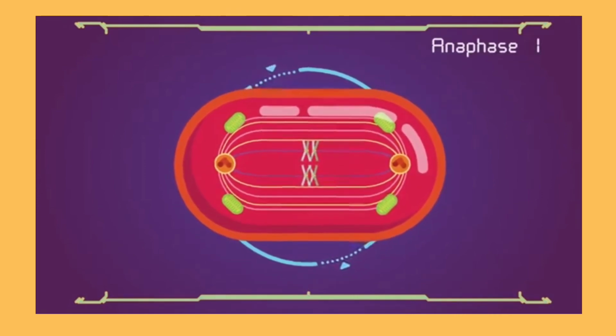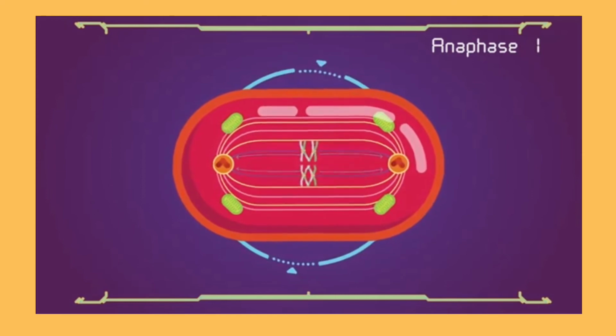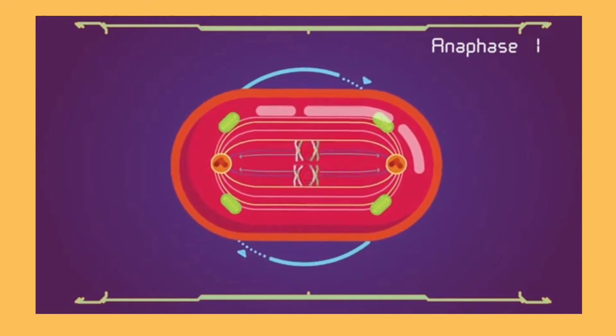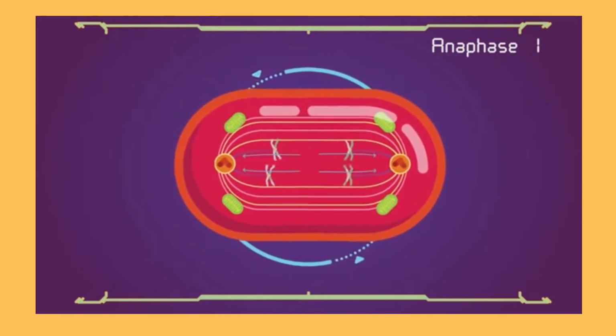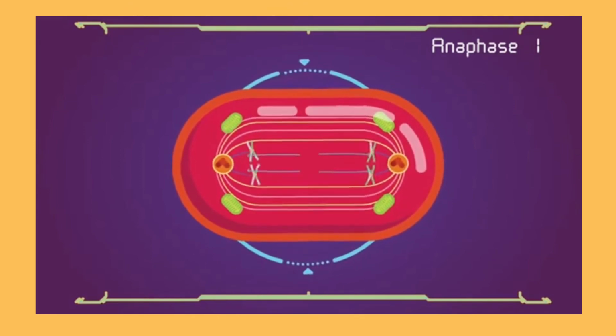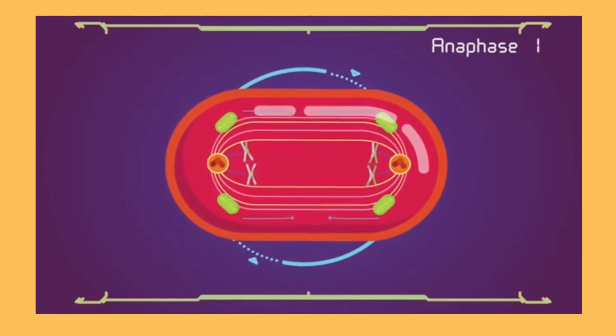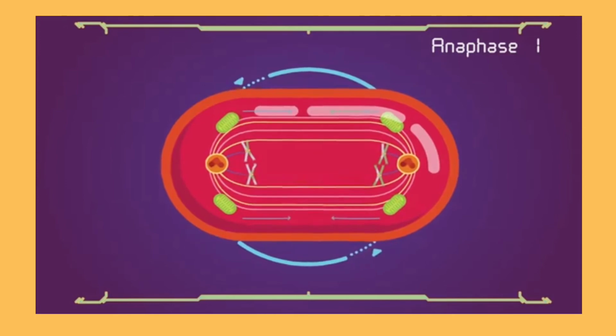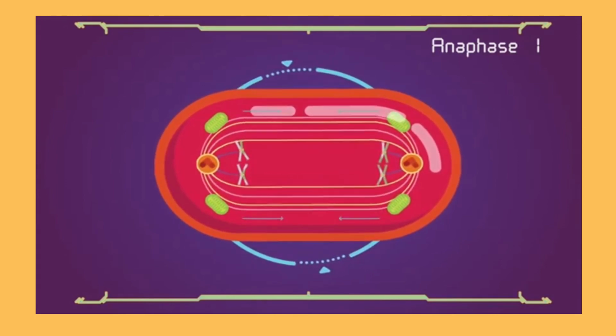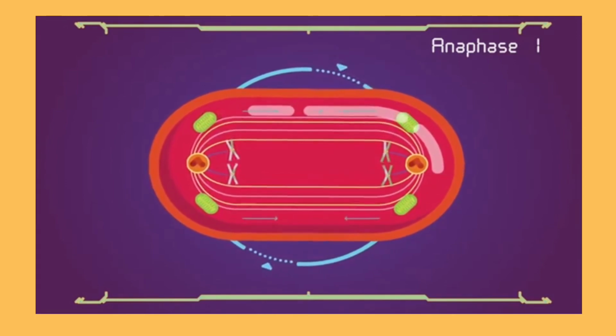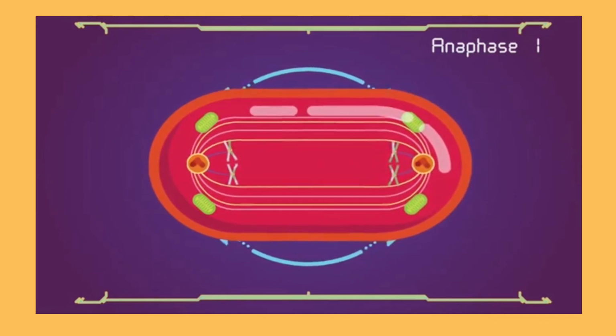Anaphase 1. Kinetochore microtubules shorten, pulling homologous chromosomes, which consist of a pair of sister chromatids, to opposite poles. Non-kinetochore microtubules lengthen, pushing the centrosomes further apart. The cell elongates in preparation for division down the center.